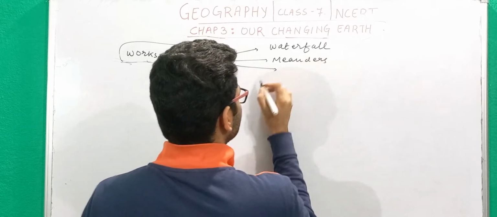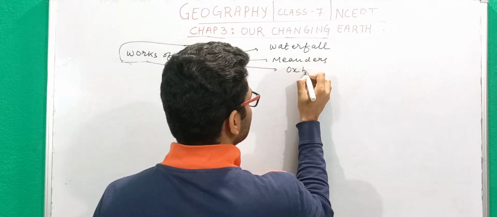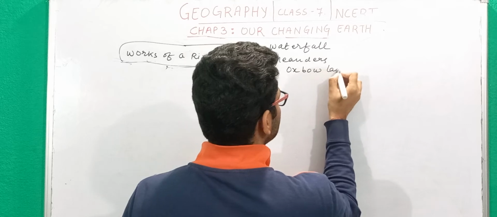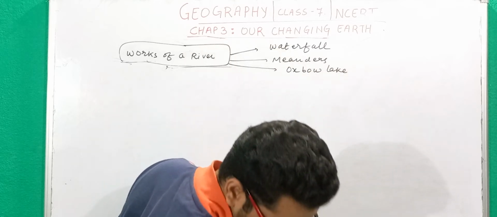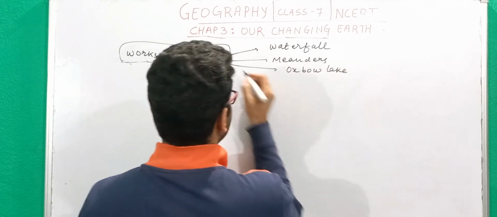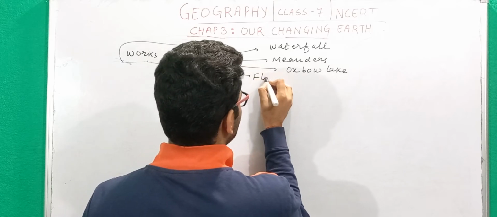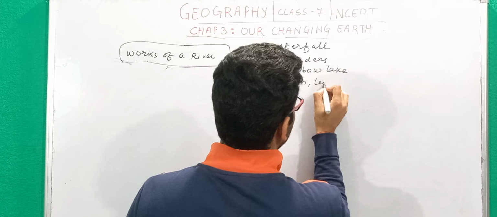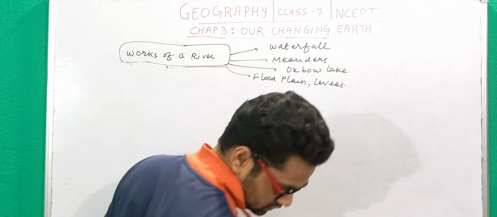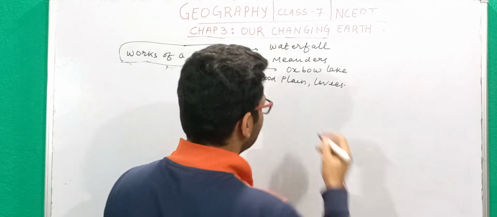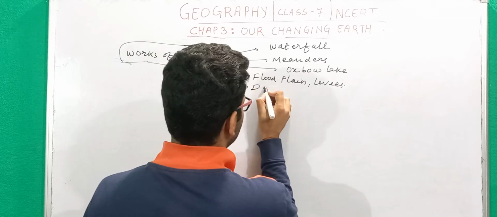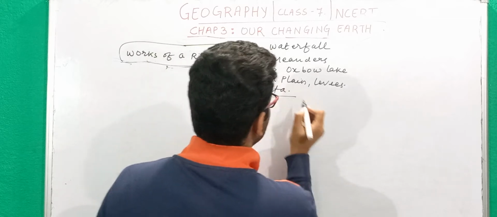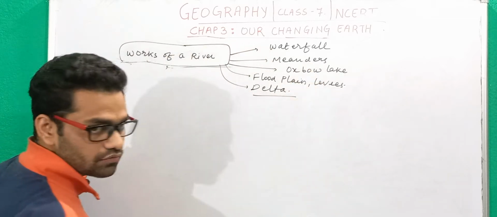Then we also have to understand the Oxbow Lake. And then there is also the flood plain. We have to understand the flood plain. And then levees also we have to understand. Okay, then we also have to understand delta formations. Let's understand all these phenomena one by one.